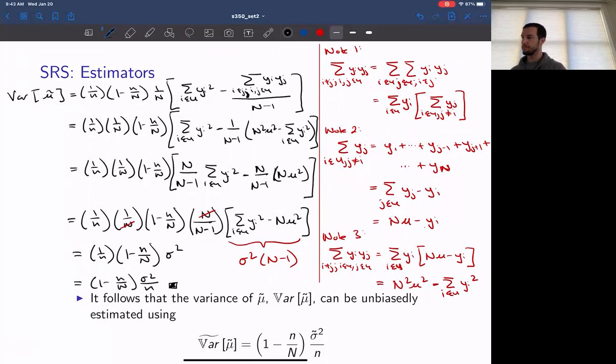All right. So that is why the variance of mu tilde is 1 minus little n over capital N multiplied by sigma squared over capital N, or sigma squared over little n.